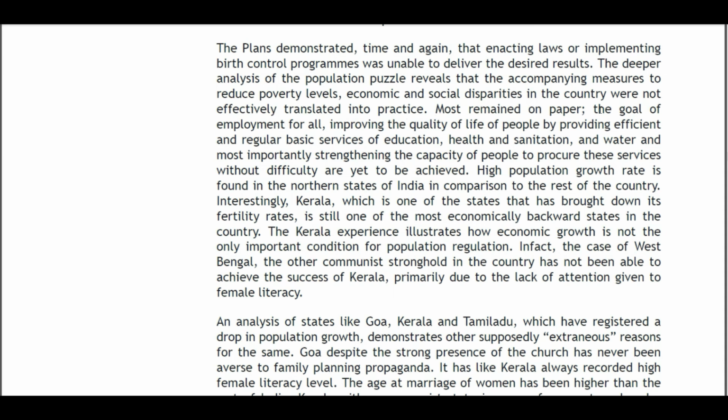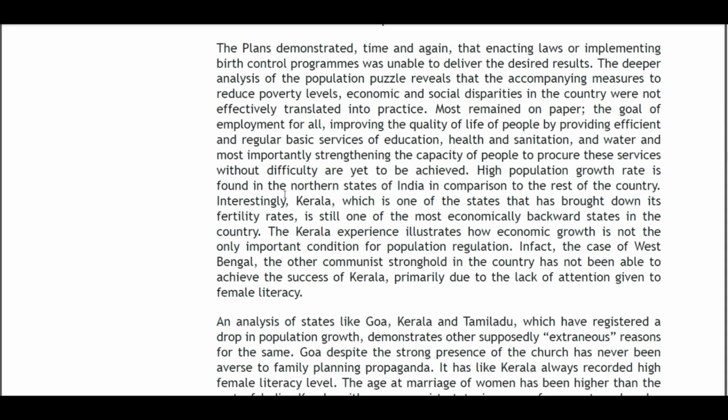Most remained on paper. The goal of employment for all, improving the quality of life of people by providing efficient and regular basic services of education, health, sanitation and water, and most importantly strengthening the capacity of people to procure these services without difficulty, are yet to be achieved.